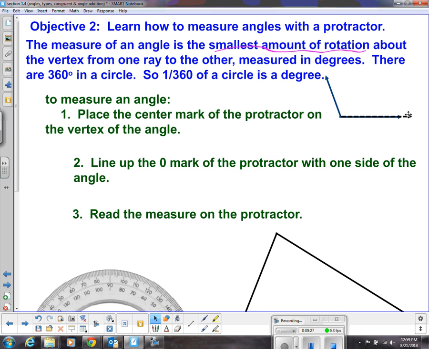So notice I could rotate this way, or I could rotate this ray up this way. And what this is saying is it has to be the smallest amount of rotation. This rotation is smaller than all of that rotation. This kind of rotation we say for trig class. This rotation is for geometry. So the angle, or the measure of this angle, is right there. That's what we would be measuring. All right, so how do we measure an angle?